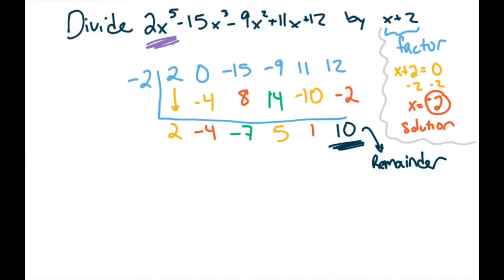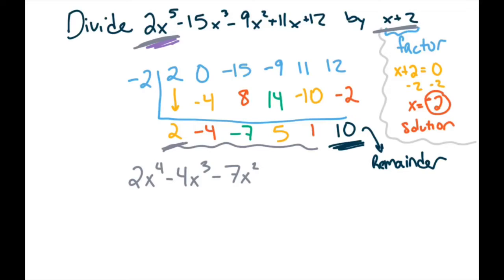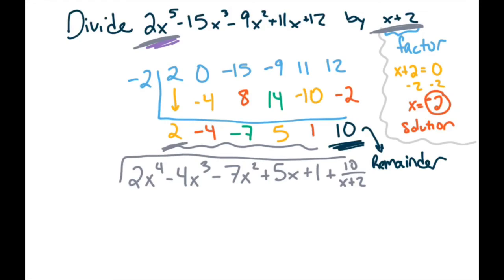The way that we actually write the answer is kind of weird. If our original problem was saying take 2x to the 5th, a quintic, and divide it by this linear term, and it's always going to be linear because it has to be just x plus or minus some number, then our new answer will be an x to the 4th. So we're going to drop a degree down. We're going to put these numbers that we just got on the bottom as our coefficients, with 2x to the 4th being the first, because we dropped the degree by 1. Then we'll get minus 4x cubed, minus 7x squared, plus 5x, plus 1. That's just all of these coefficients corresponding to the standard form. And then the 10 is our remainder. So plus 10 over the original divisor, the thing that we were dividing by at the beginning. And this is our final answer.